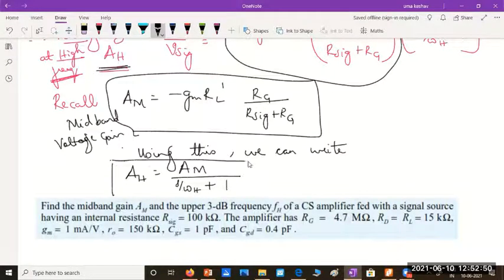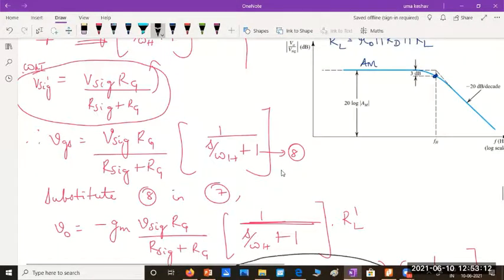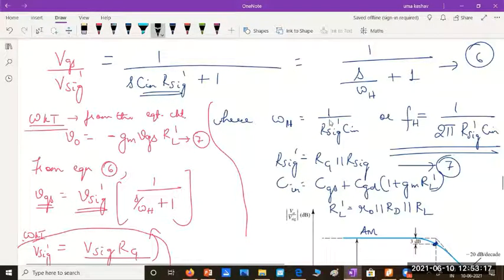This is a standard expression which you can remember, which tells you the gain at high frequencies will always be obtained as gain at middle frequencies divided by S by omega H plus 1, where as usual, this is equation 9. As usual, what is omega H? Don't forget that. Omega H is 1 by Rsig dash into Cn, or FH, the higher cutoff frequency, is 1 by 2 pi Rsig dash into Cn.